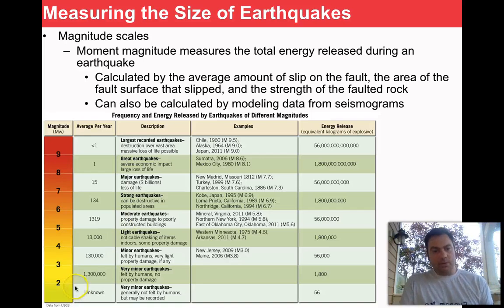From a magnitude 2 to a 3, there's about 1.3 million earthquakes per year that are felt by human beings. Okay, and the energy release in this is starting to get relatively large. Let's go ahead and jump right up to the largest one, magnitude 9s. There's less than 1 per year. But the amount of energy that is released in this case, instead of being 56 kilograms, it's 56 trillion kilograms.